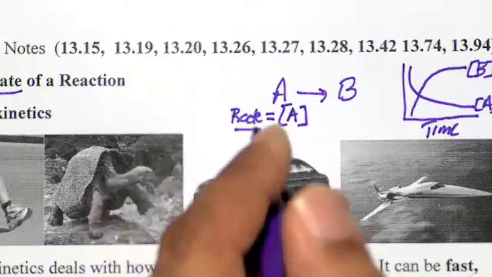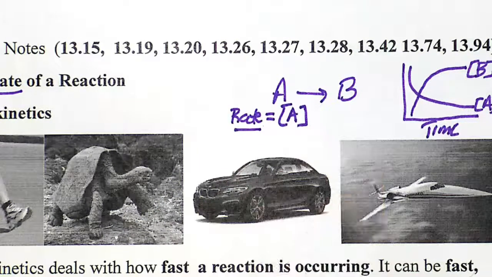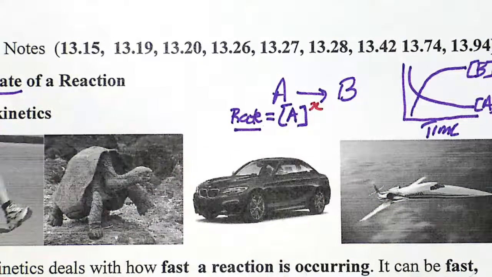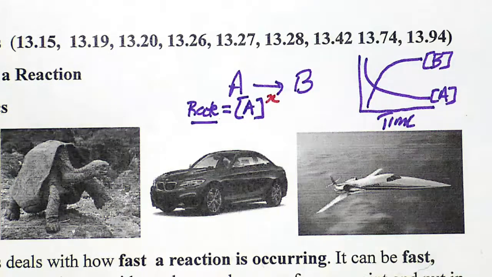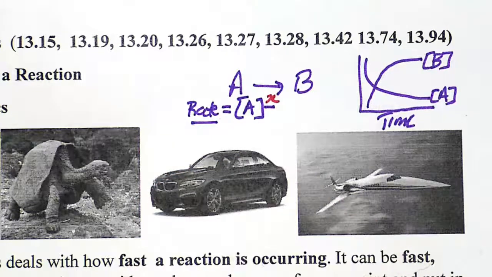So the reaction rate is not only dependent upon the initial concentration of A for this reaction A goes to B, but it's also dependent on another thing, and that is the order of the reaction. So this is an exponent here, and the order of the reaction determines the rate of decay of A. This A can decay with zero order kinetics, first order kinetics, or second order kinetics. So that's the reaction order. The order of the reaction is always determined experimentally.